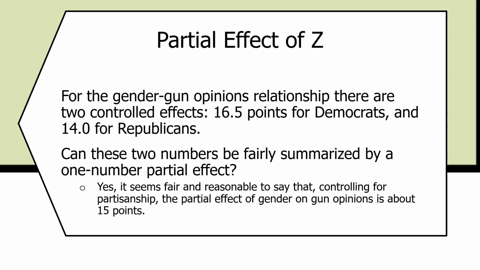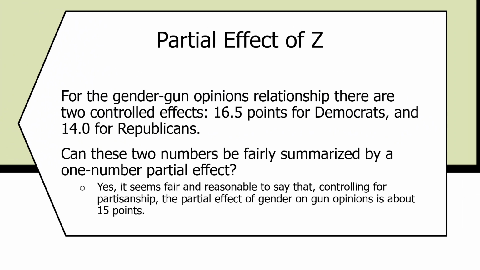Would we be distorting the data or not accurately characterizing the data if we were to say that it seems reasonable and fair to say that, controlling for partisanship, the partial effect of gender on gun control opinions is about 15 points? It seems like a fair summary, 16.5, 14.0. This helps us to estimate the effect of gender and to simplify and condense the relationship into a one-number summary.